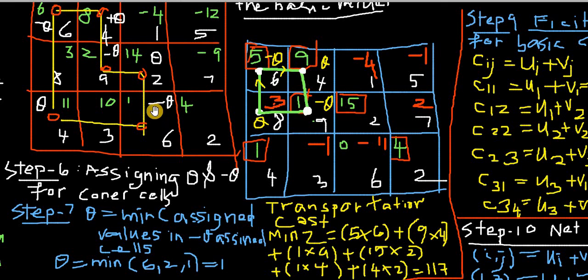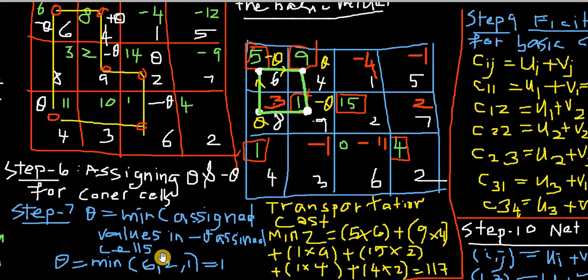This is a minus theta assigned basic cell. What are the basic values? Basic values are 6, 2, 1. Among them, which is the minimum? That's what we have to give to theta. So theta value is equal to the minimum among assigned values in minus theta assigned cells.